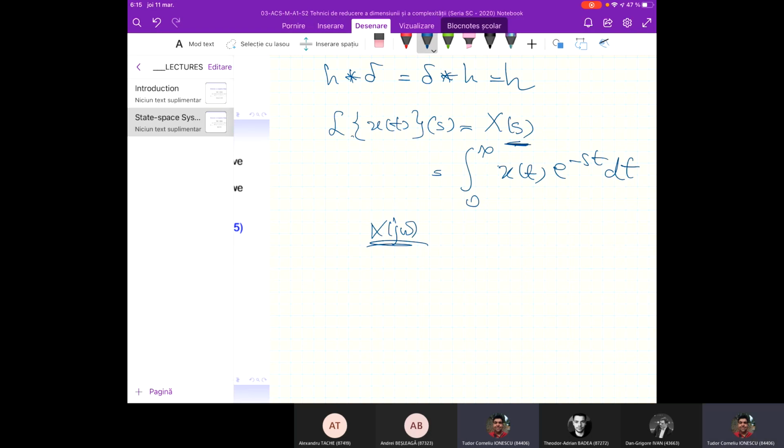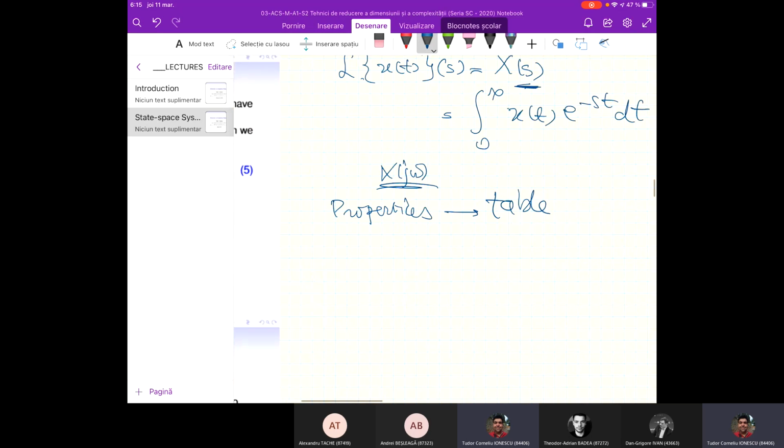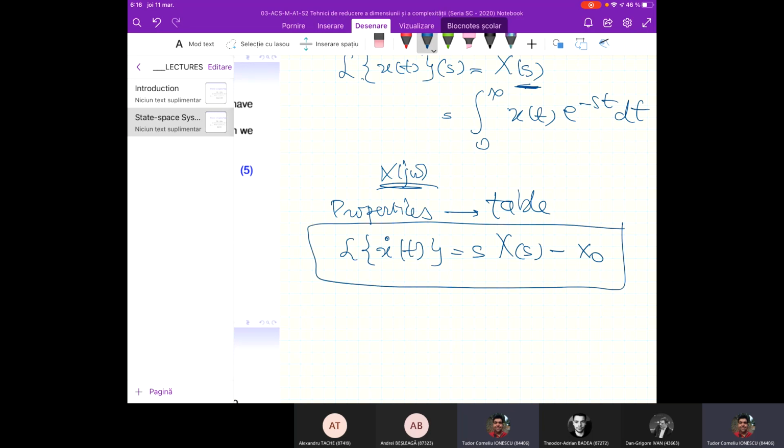And the Laplace transform has properties, and you can find them in a table. You just look it up on Google, and you'll find millions of tables with Laplace properties. So we are going to apply the Laplace transform to x dot equals Ax plus Bu. Laplace has a property that the Laplace of x dot of t is s times X of s minus the initial condition x0. This is something you can find in the tables.